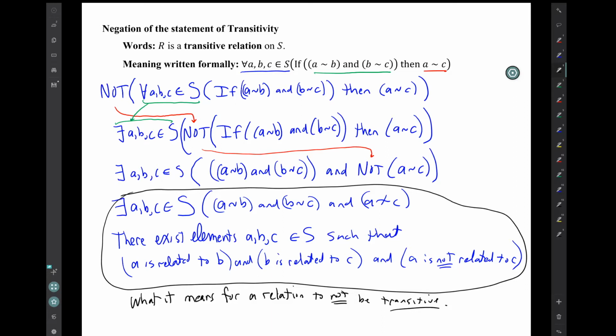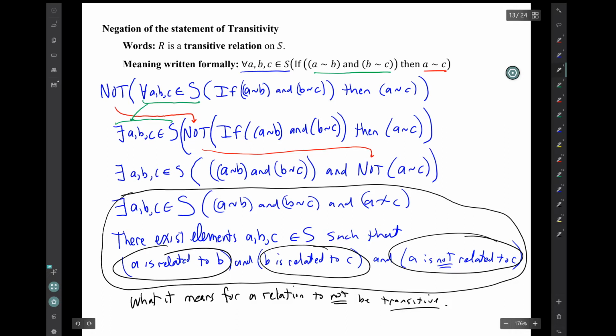So there's the statement of a relation being not transitive. There exist elements A, B, C in set S such that A is related to B and B is related to C and A is not related to C.